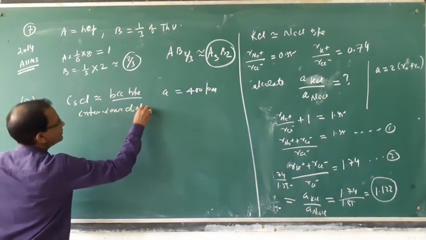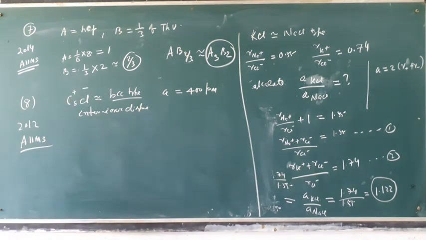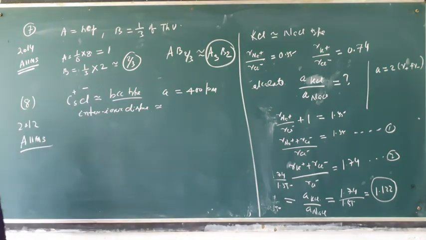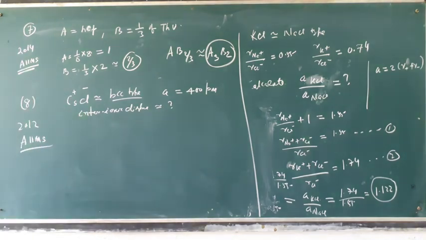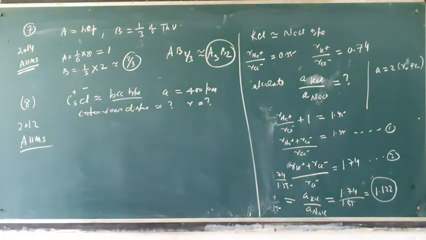distance, meaning the distance between cation and anion, cesium plus and Cl minus, is asked. What is the interionic distance? If cesium chloride is BCC type, then what will be the interionic distance? That means R is asked. Value of R.